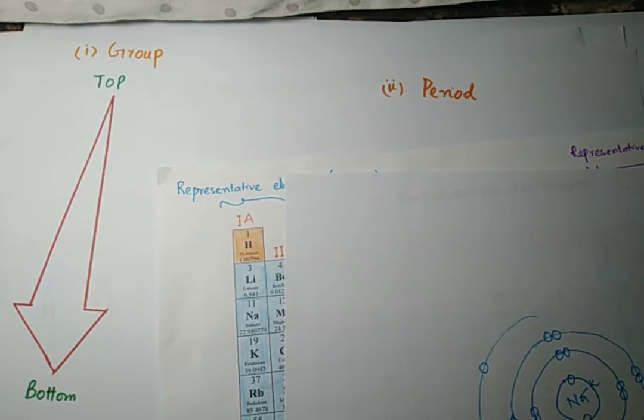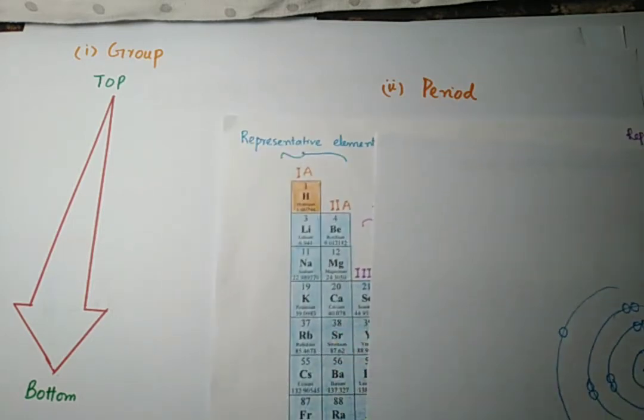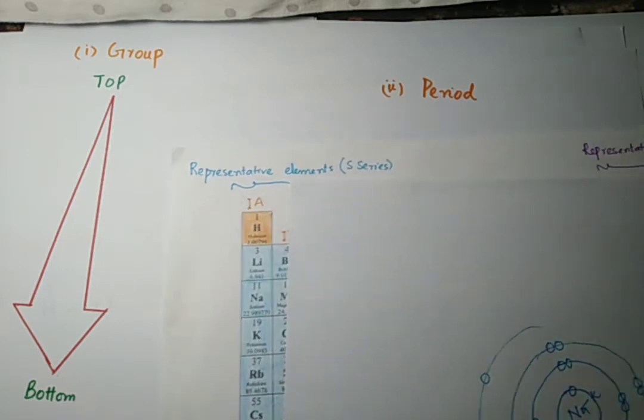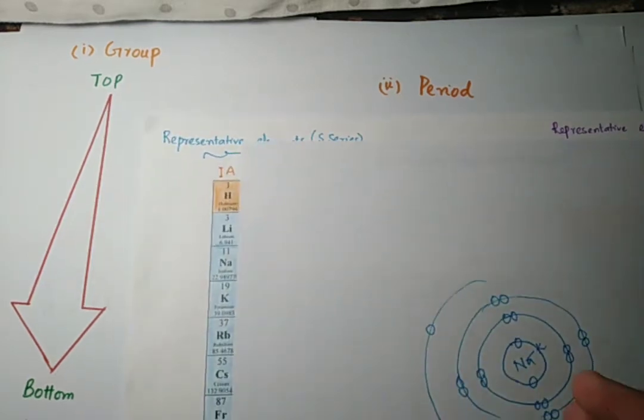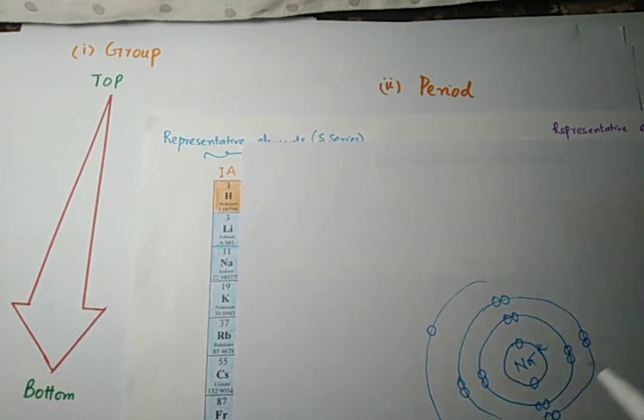So similar goes for all the elements as you move from top to bottom. So what happens? More and more inner electrons are added, and these inner electrons shield the outermost electrons from the attraction of the nucleus. So it is very easy to remove that outermost electron.